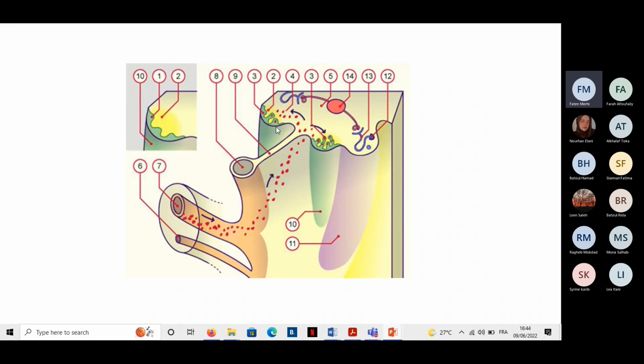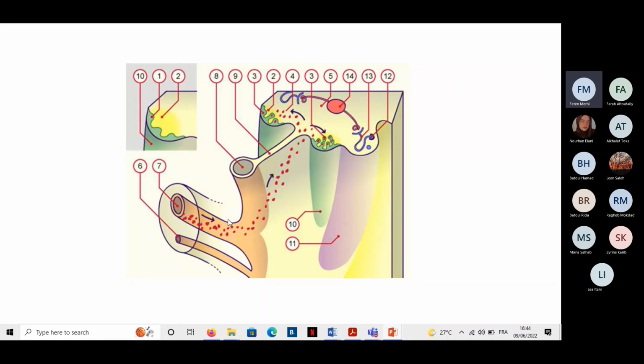This line bordering the genital ridges is the coelomic epithelium, and here you have the gut. And here you have the vitelline duct, which in your books they called the omphalomesenteric duct. The omphalomesenteric duct is the yolk duct or the vitelline duct.